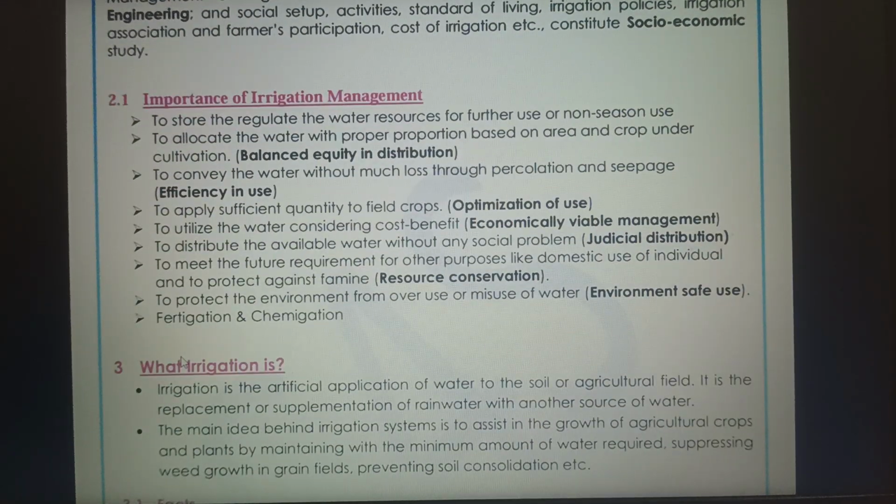Importance of irrigation management. So always I say, whenever you are thinking about such a topic, what do you have to think? You have to think first of the subheader for that. Subheader, yes, broad to specific. So I will think of the subheader and expand it in 2-3 lines so that I can write the answer.